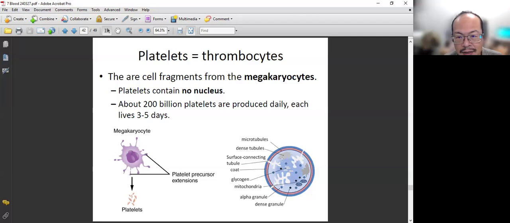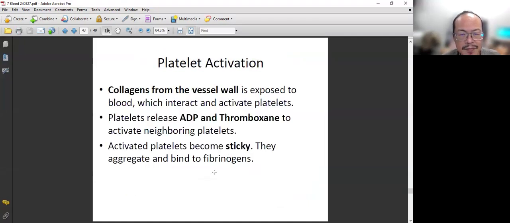And you can see that it contains several components. Even though it doesn't have the nucleus, it still has the mitochondria. It has a lot of granules. So this granule basically is the pocket that stores a lot of chemicals. And two of the chemicals that we will talk about are the ones that will influence the neighboring platelets in order to call them all together to form this clot. Yeah. So once it's activated, it will release it. So we call this platelet activation.